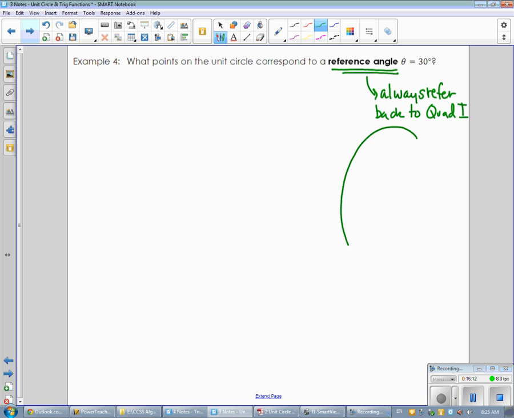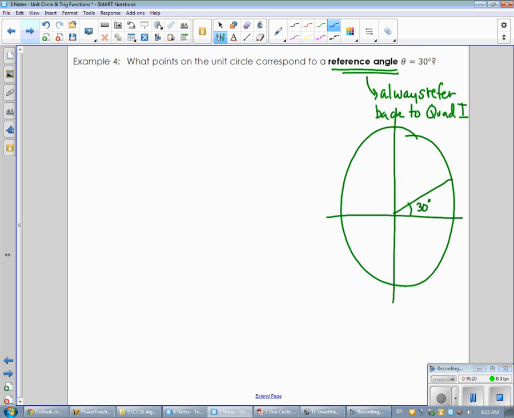If you think about a 30-degree angle, this is a 30-degree angle right here. And if I think about my unit circle, I know the coordinates for this point are going to be square root of 3 over 2 and 1/2. Well, what we mean by reference angle is that there's a point in the second quadrant that also maps this same angle. And the coordinates would be negative square root of 3 over 2 and positive 1/2.